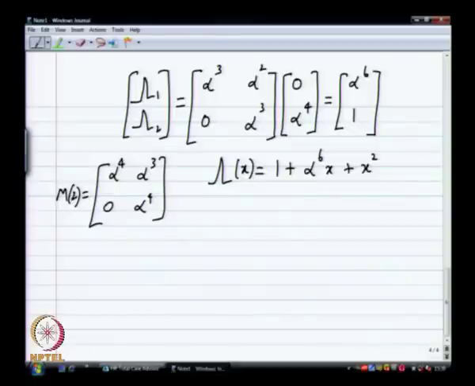Are you wondering how I quickly multiply the two matrices? It's just an easy multiplication, it's just 0 alpha power 4, right. Simply scale the second column by alpha power 4, you get alpha power 6 and 1. Okay. So, your lambda of x becomes 1 plus alpha power 6 x plus x squared. Is it okay? Yes or no? X squared is the correct coefficient, okay.